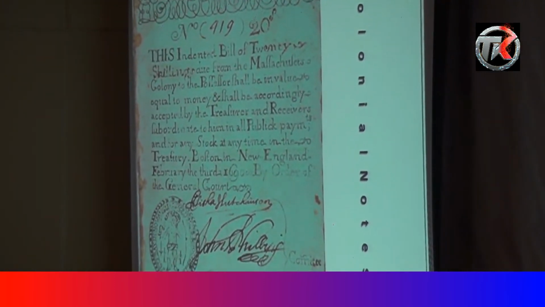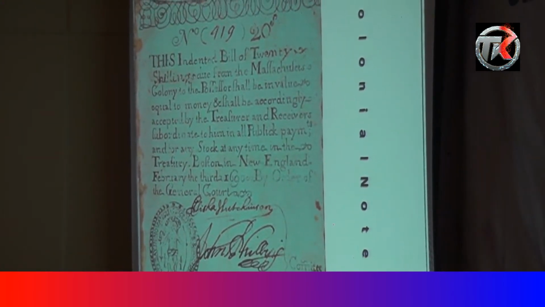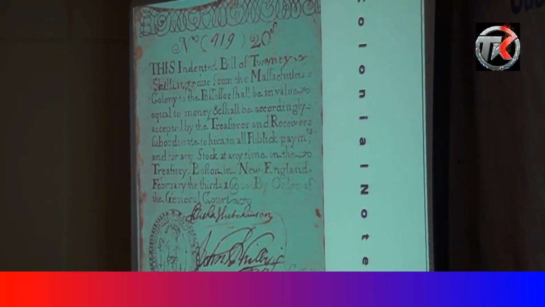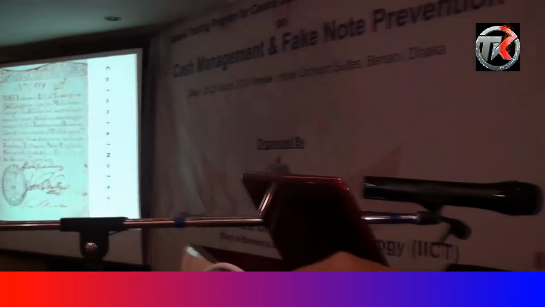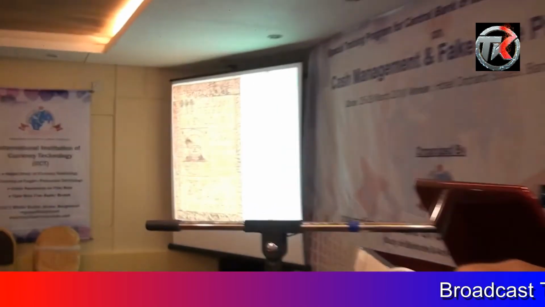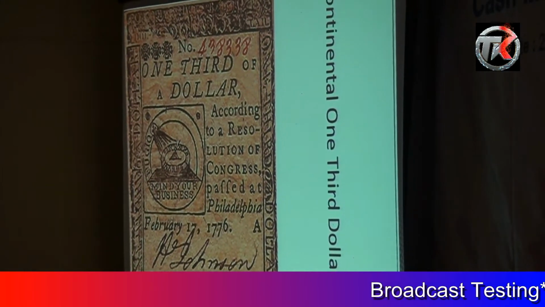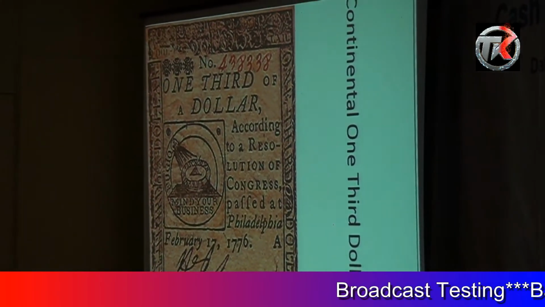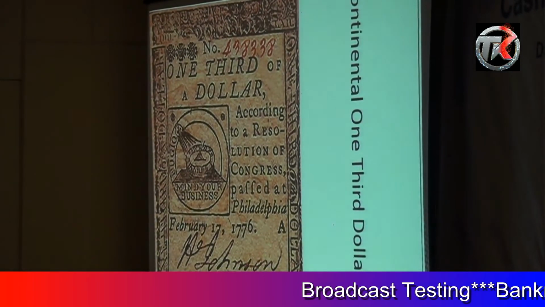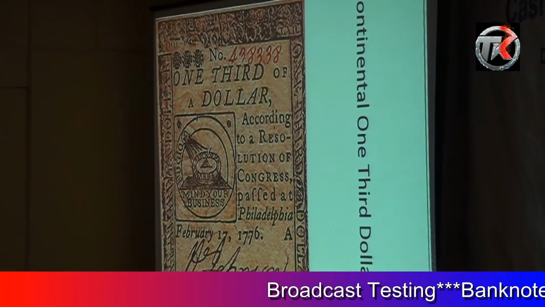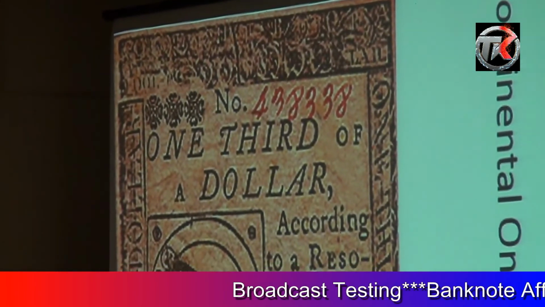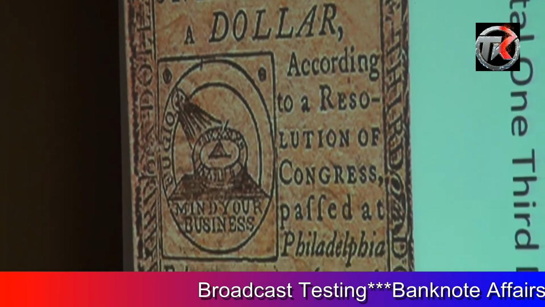This is a 20 shilling note of USA. It was issued by New England Treasury. This was a $1, February 1776. It is $1/3. It used to be very fractional. No fixed denomination was there. But later on the fixed denomination came.